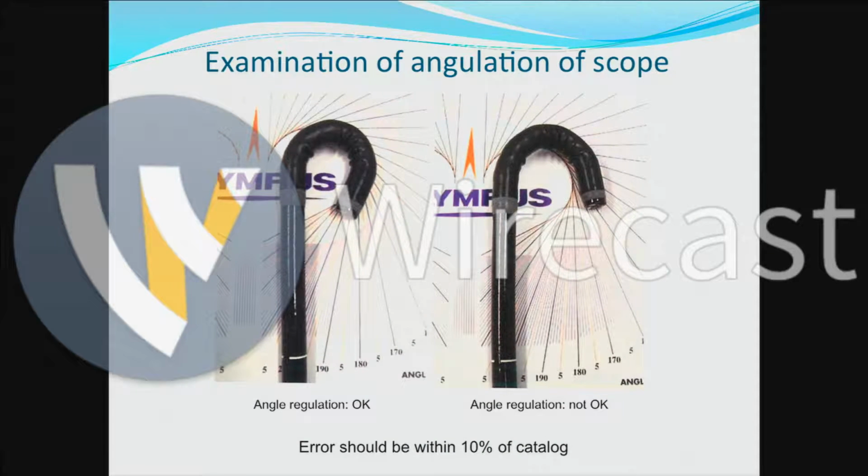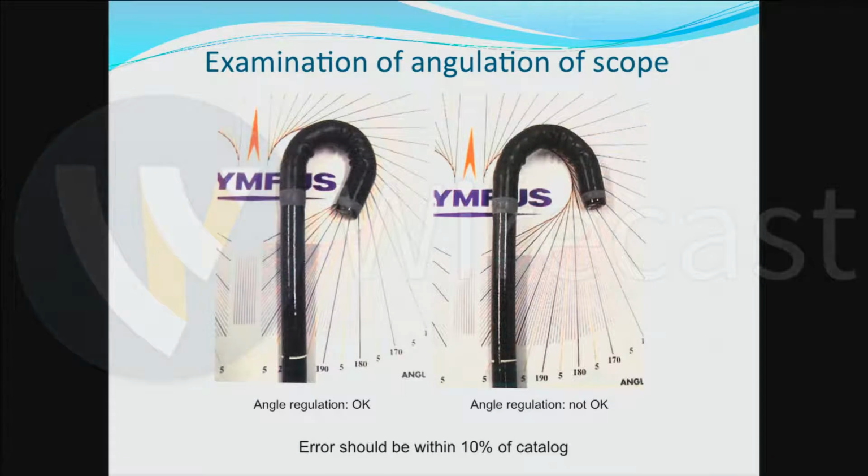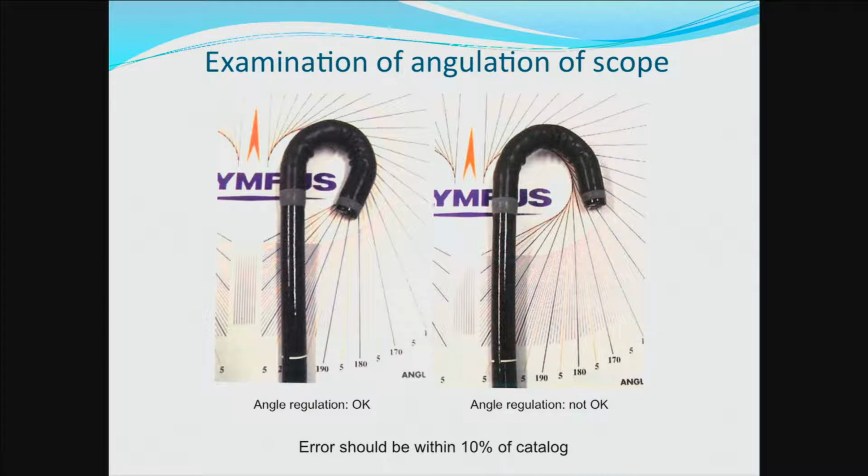Another important factor for ESD is the scopes and other environment. Estimation of the angulation of the scope is extremely important for ESD. And the error should be within 10% of the catalog. The right side is not useful for ESD.